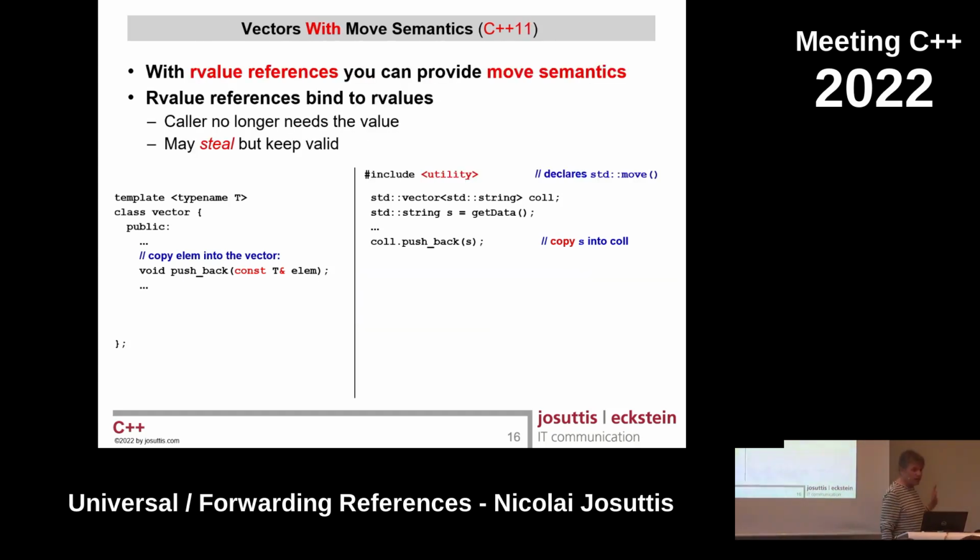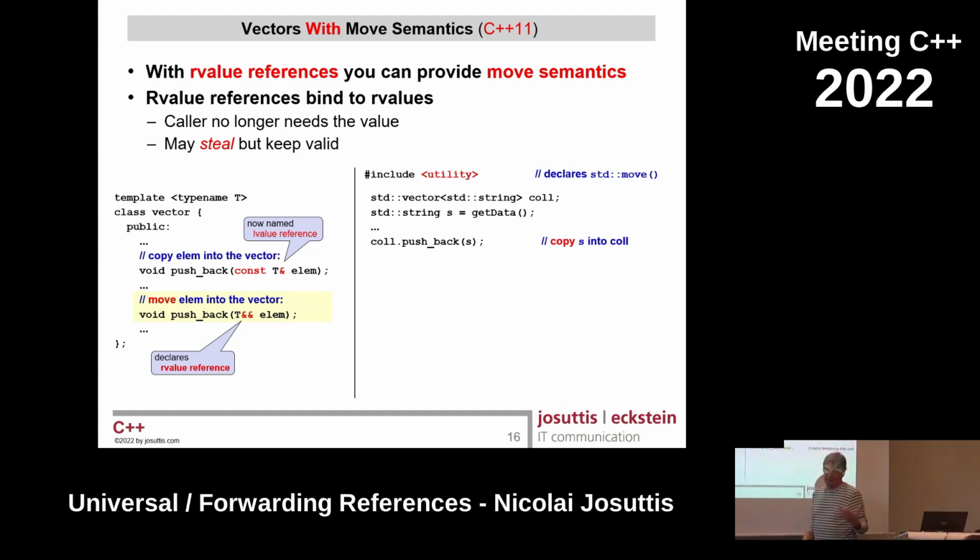So we came up with this idea in C++11 to say, well, let's introduce another push_back. And the other push_back takes an R-value reference, a new kind of reference, the one with two ampersands. You have seen that all now. That was 11 years ago.